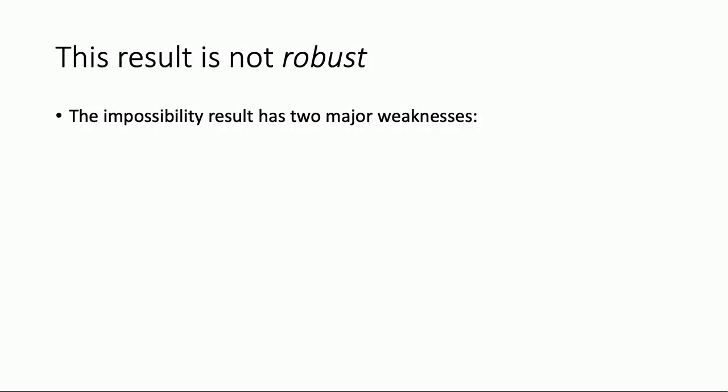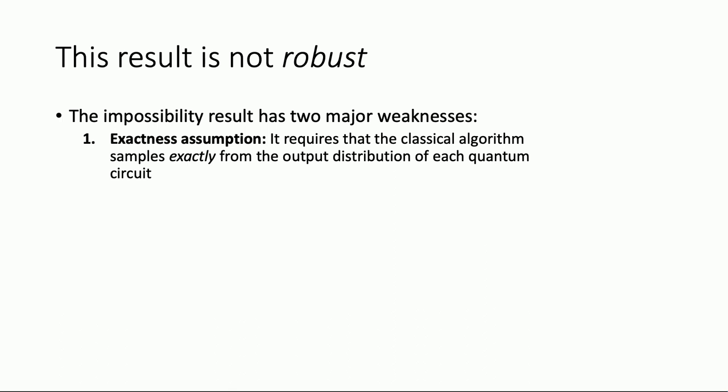All right, so this was discovered in, depending on how you count, somewhere between 2004 and 2011. But it's really not everything you could want. In particular, this result is very much not robust. And I mean this in two senses. This result has at least two weaknesses. The first is this exactness assumption. It requires that the classical sampling algorithm samples exactly from the output distribution of the quantum circuit, or at least inverse exponentially close. How do we see that?